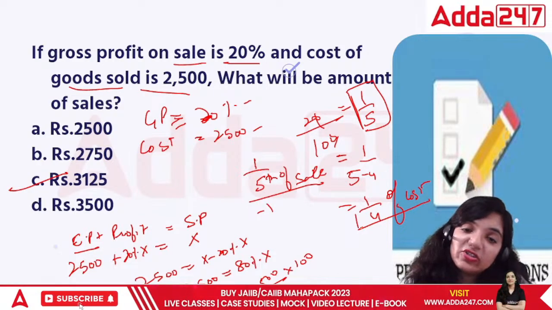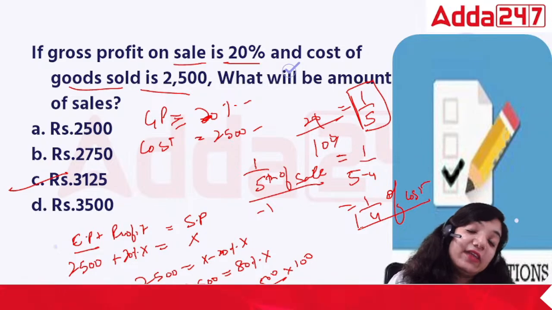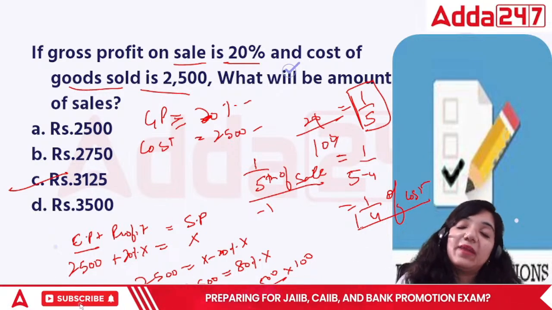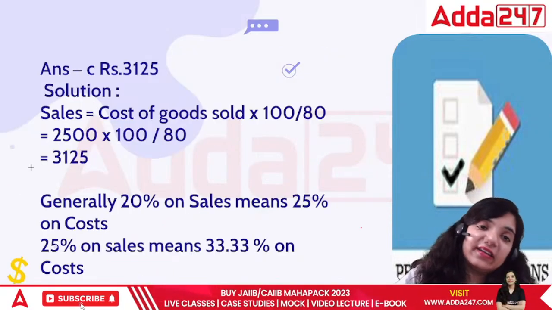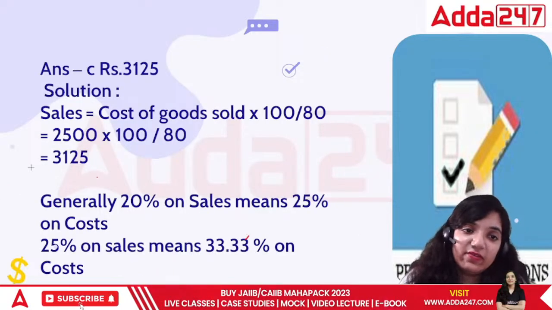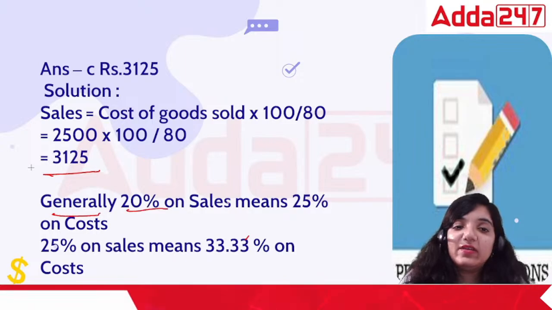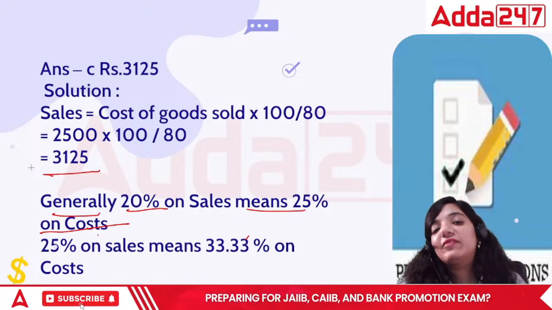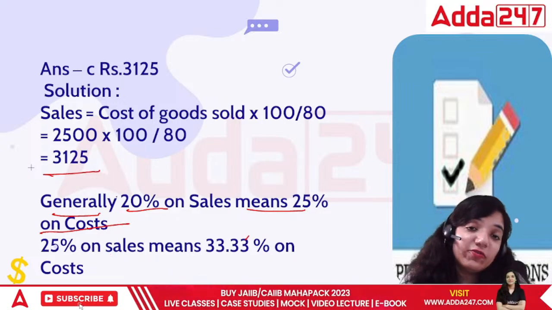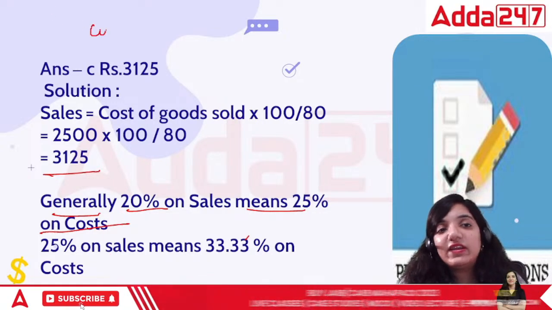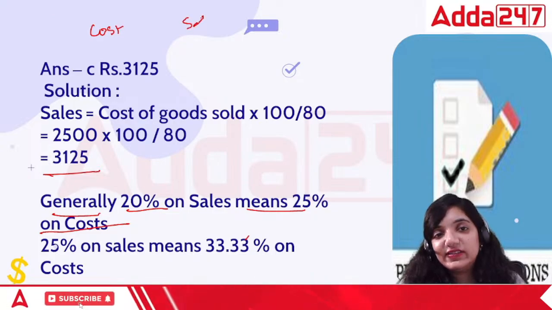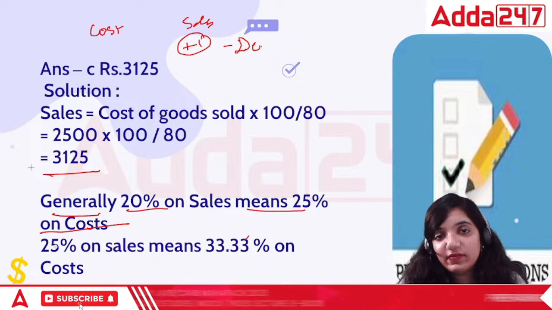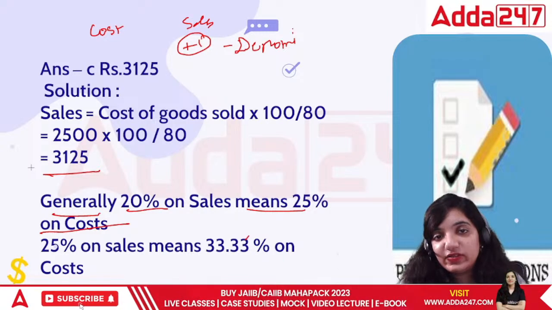Whenever you go from cost to sale, you add, and from sale to cost, you have to remove the profit, so it comes out to be minus 1. So in this case, the correct answer is 3125. Generally, 20% on sales means 25% on cost. That is what they have done. So it's your call, how do you feel, is it easy? But the basic rule is whenever you are going from cost to sales, just add 1 in your denominator and then find the values.